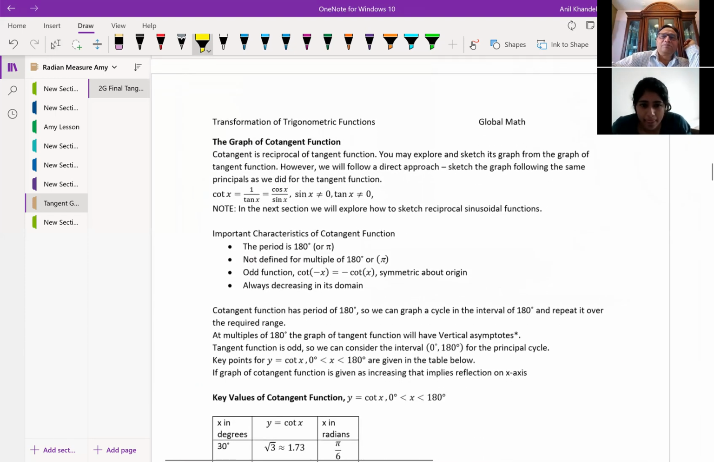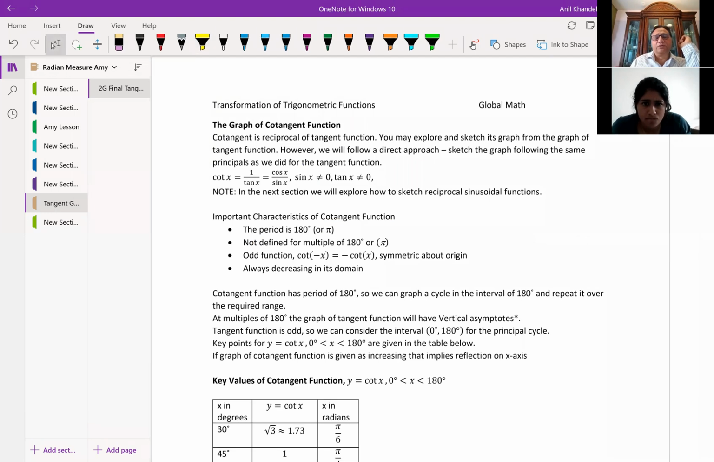Now we'll quickly go through the cotangent, but I'll teach you cotangent next time. Here's the cotangent graph, which is 1 over tangent, correct? So whenever the tangent graph is 0, cotangent will be undefined, correct? So cot is the reciprocal of tangent. So we are talking about the reciprocal now.